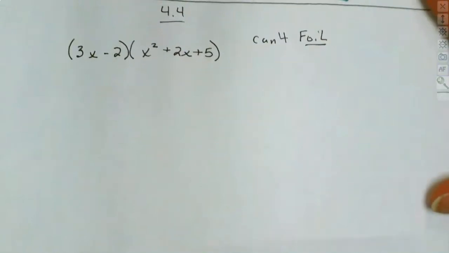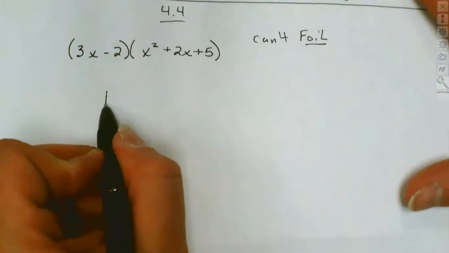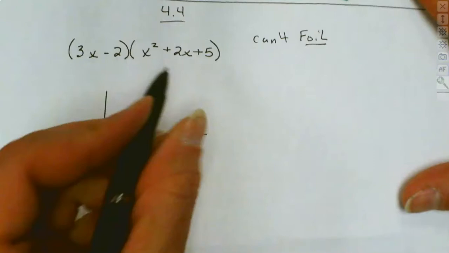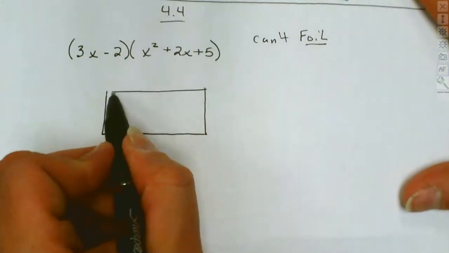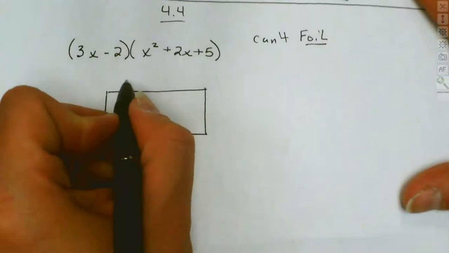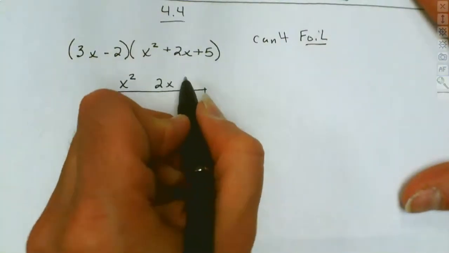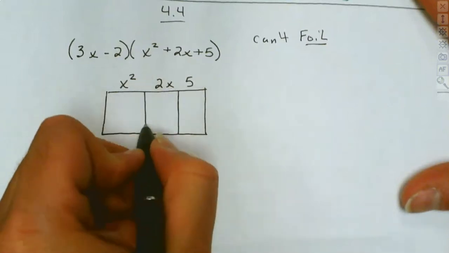How do we approach it then? Well, the way we approach it is with what's called the box or the rectangle method. And this is just basically lattice multiplication. I call it the box or rectangle method because we're going to draw a rectangle or box here. And I like to write the larger one across the top, smaller one down the side.